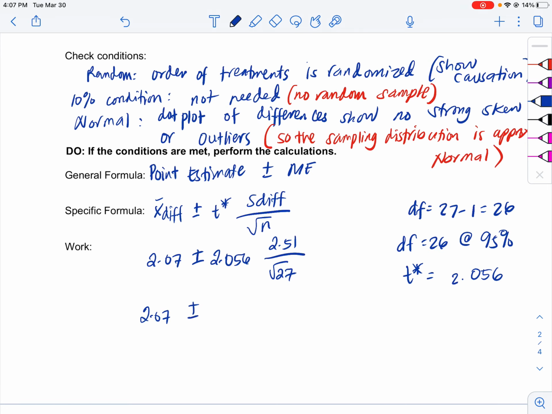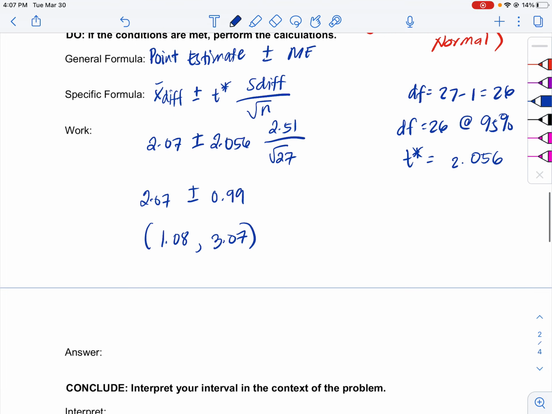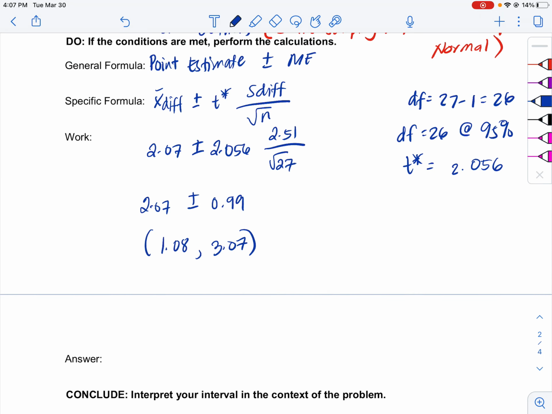2.07 plus and minus 0.99. And then all I have to do is add and subtract that. 1.08, 3.07. Okay, there you have it. I have my answer. So, I have my conclusion all the way. I can just put the conclusion here.